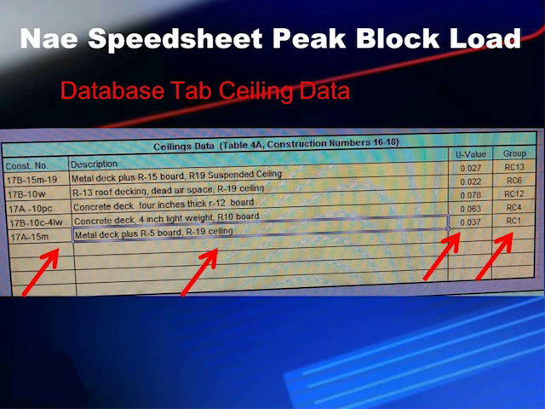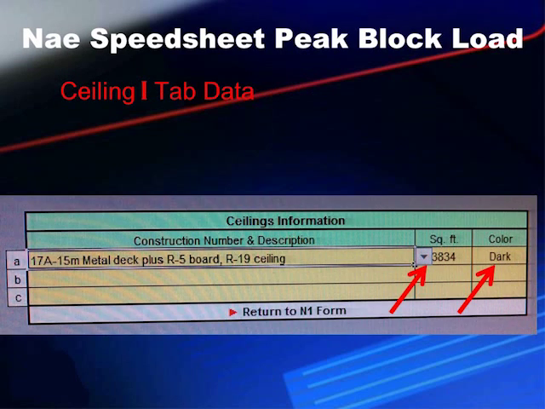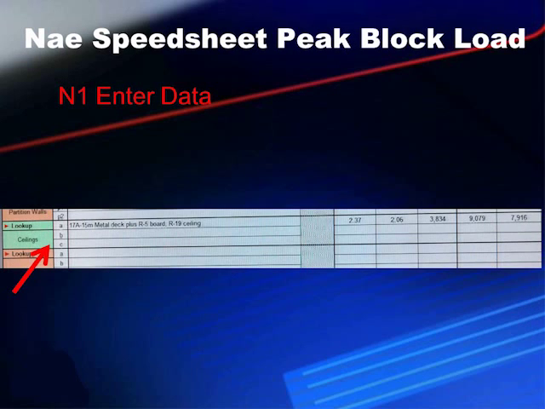Next, following the order of the form, we use the database tab for ceiling data, which is the next one further down. And we see once again we have a construction number and a description and a U value and a group number to fill in. After we do that, we can go to the next one and click on the little scroll down. You can see it here highlighted, and we select one of the types that we have. We put in the square feet and the color, and boom, we're back on the N1 form. We click on the bottom on the N1, and we click on the data for the door, and everything fills in for us, and we're good to go.